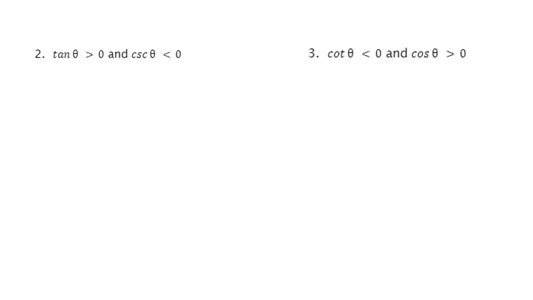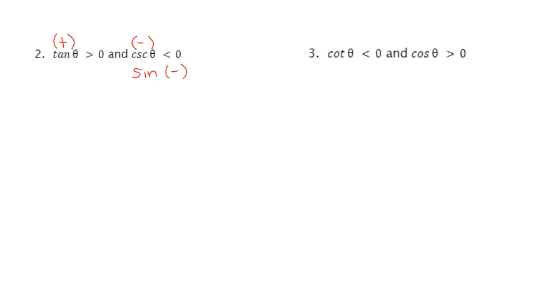In example 2, same thing. We have tangent is greater than 0, so that's basically saying tangent is positive. We have cosecant is less than 0, so that's negative. And remember, cosecant is the reciprocal essentially of sine, right? So that's like saying sine is negative. So really that reciprocal tells us the sign of the original function.